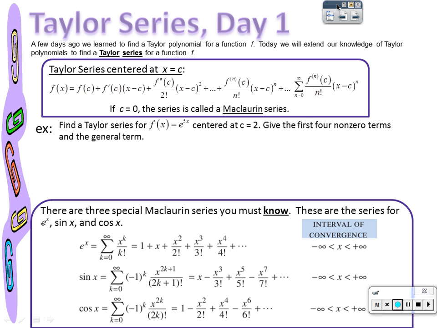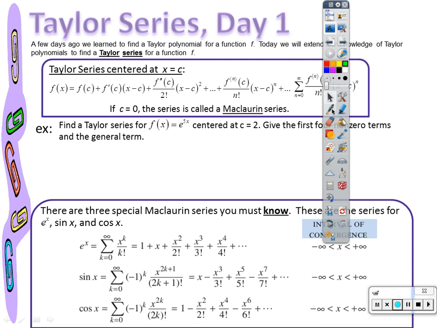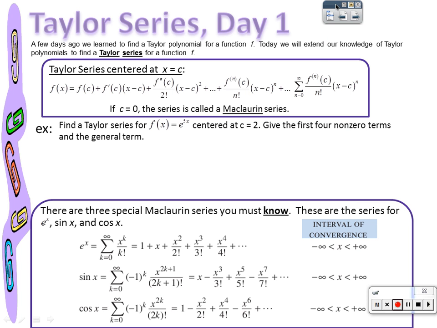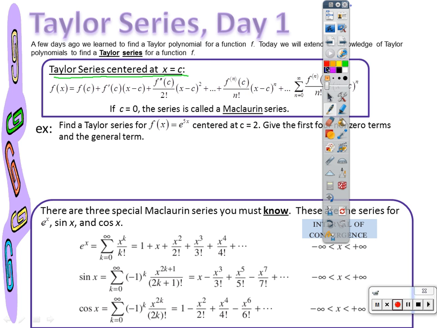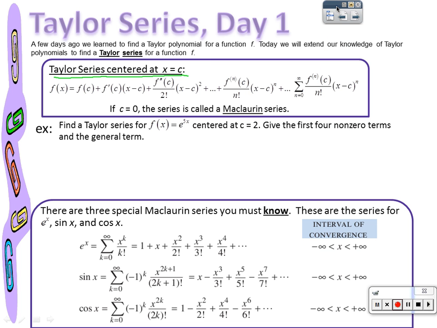You probably recognize this first part right here of this definition, if you will, formula. So this is for Taylor series centered at x equals c. And this first part probably looks quite familiar to you. It's the beginnings of a Taylor polynomial. We spent a couple of days on Taylor polynomials and we know how to create those now.